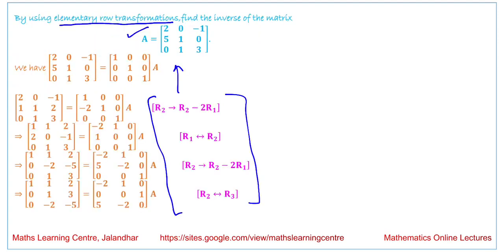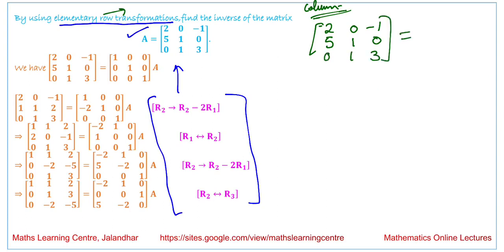So we solve this problem by using the elementary column operations. Suppose in place of row operations, we solve it by using elementary column operations, then what we are going to do is write 2 0 minus 1, 5 1 0, 0 1 3, that is equal to A into 1 0 0, 0 1 0, 0 0 1. Now we are going to apply the column operations over here.